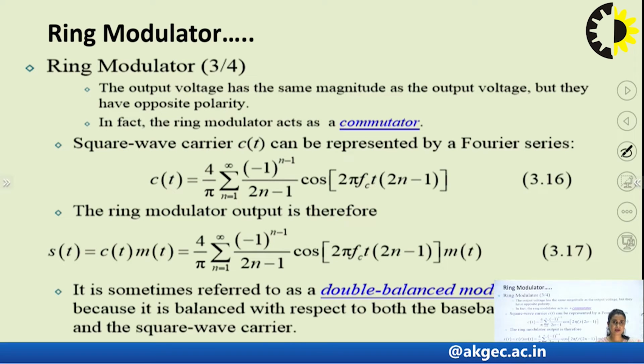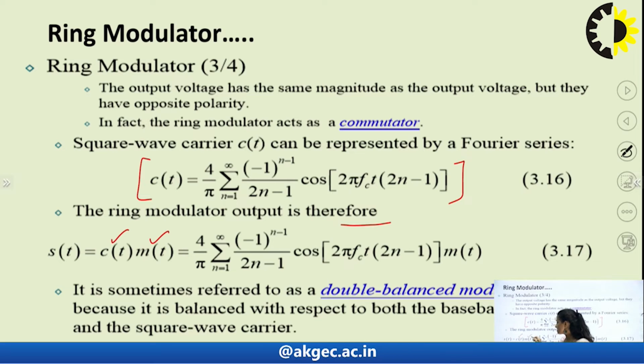We know that a commutator is an electrical ring device which operates in a similar manner, right? So the square wave can be represented with this expression. We know that the pulse remains on for a particular duration and then goes to 0. The ring modulator output could therefore be, as we know that for DSB-SC, the output is carrier times message. So multiplication of these two will lead me to this expression.